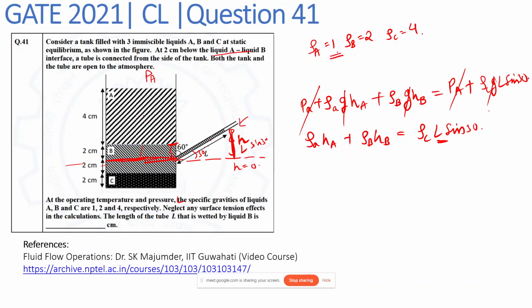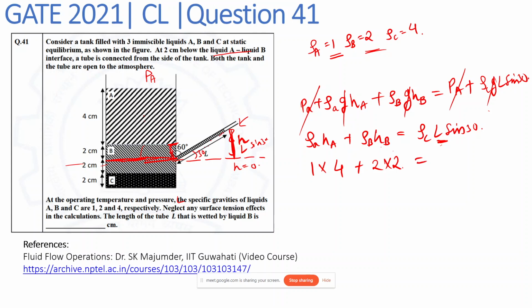So rho A we have been given as 1. Let's just keep this height in centimeter only, no need to convert it to meter because we have this length on either of the sides. So the height of the fluid A over here is 4 centimeter. Then rho B we have been given as 2, and the height of the B above this reference level is 2 centimeter.